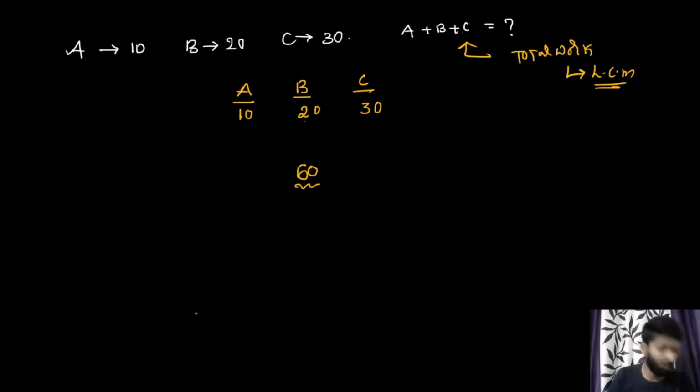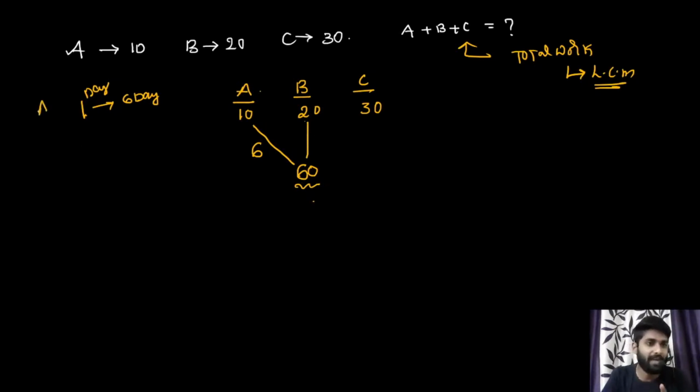So 60 days of work I can say as 60 units. For example, 60 days of work completed by A in 10 days means in one day they perform 6 days of work. That is the meaning guys. That's why the efficiency of A is equal to 6 units. Same thing guys, if B can complete 60 days of work in 20 days, B completes 3 days of work in one day. So this is 3 units.